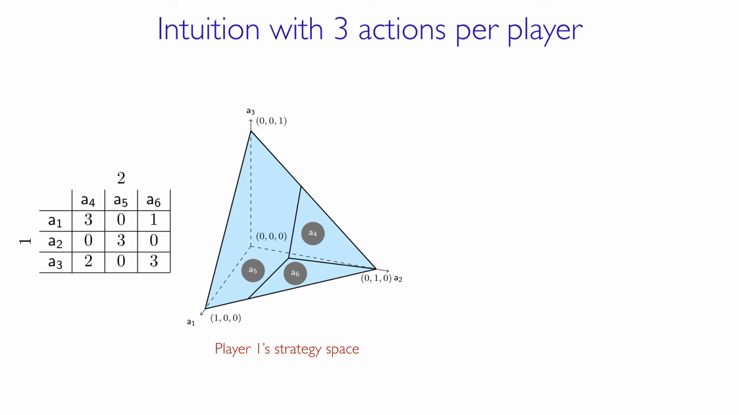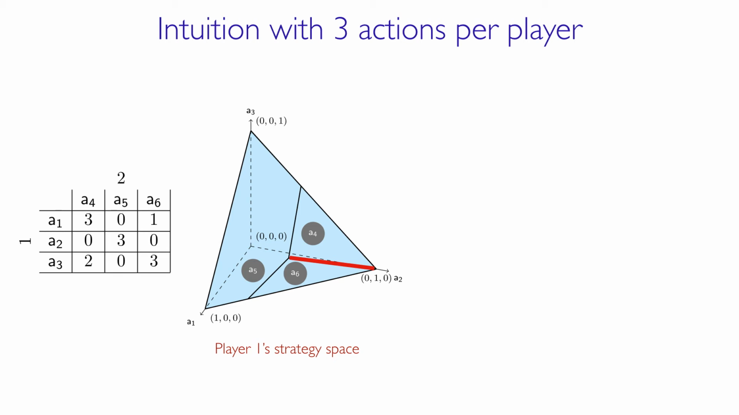As before, we are interested in understanding the behavior of player 2 for every mixed strategy of player 1. To do that, we can divide the simplex in areas, and we can associate each area with a label corresponding to the action player 2 will play.